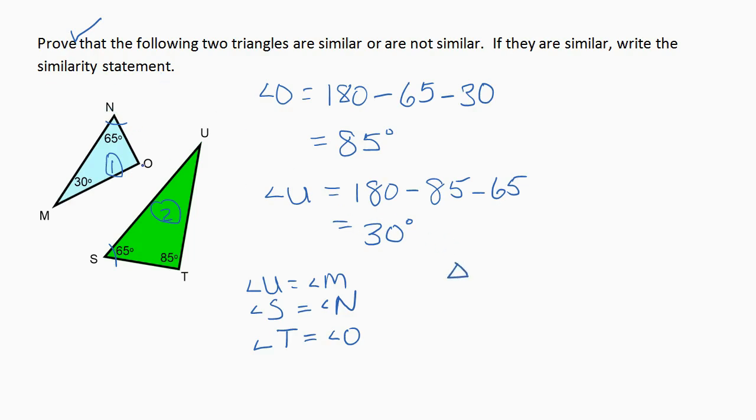I'm just going to write down the letters from the first triangle, M, N and O, because that's the way our brain works probably. So triangle MNO is similar to triangle. Now remember, we have to line up the M with the angle that's the same as the M. M is the same as U. So triangle U, S, T. M is the same as U, N is the same as S, O is the same as T. We know we're doing it correctly.